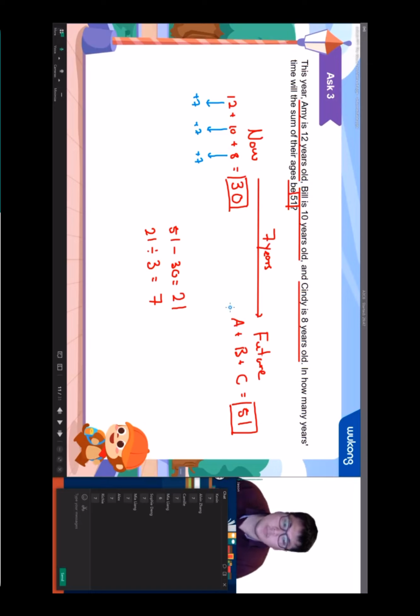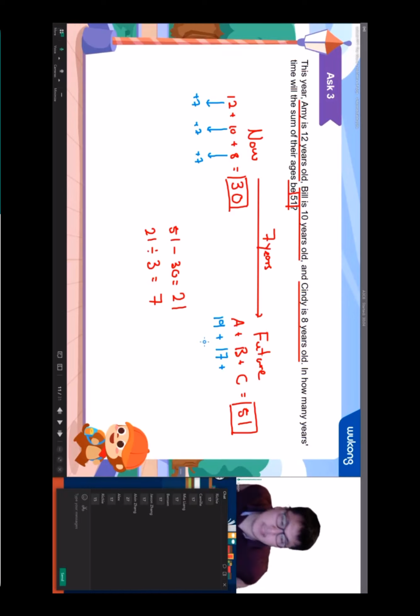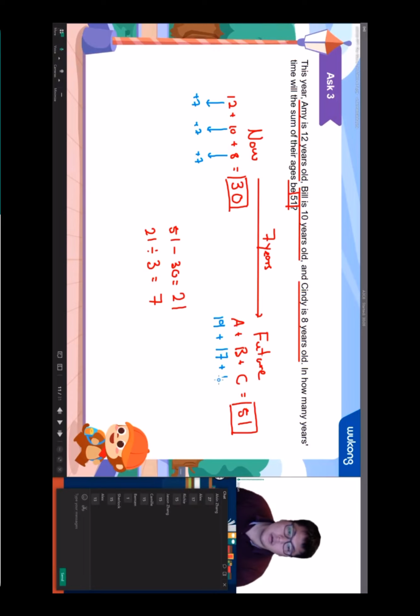So what is 12 plus 7, everybody? Amy will now be 19 years old. Good. And what about Bill? What's 10 plus 7? 17 years old. Good. And what's Cindy? 8 plus 7. 15 years old. Very good.